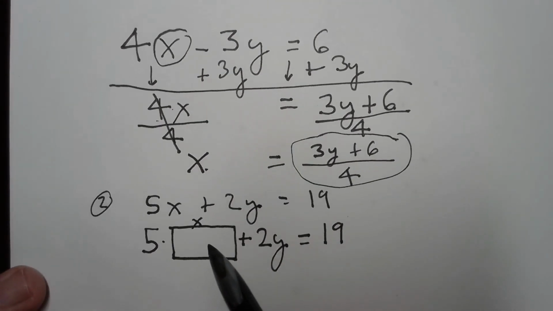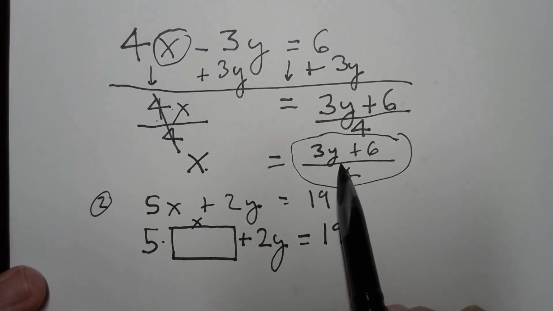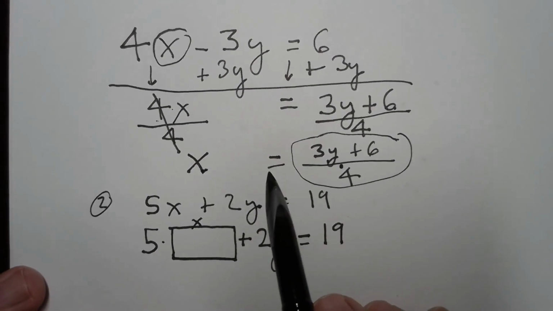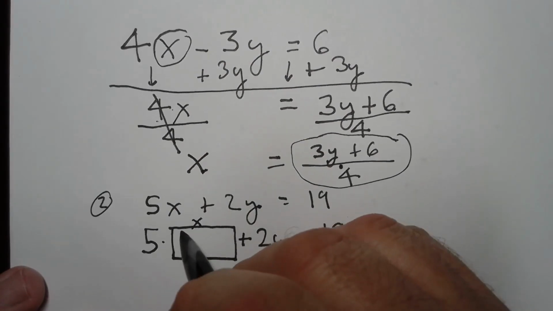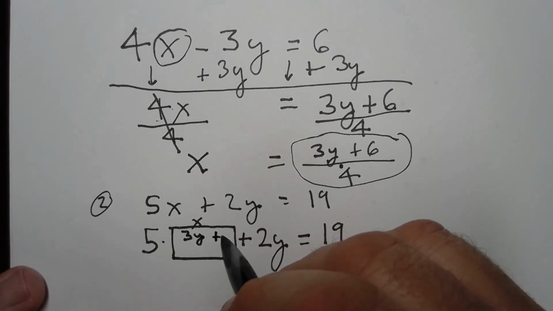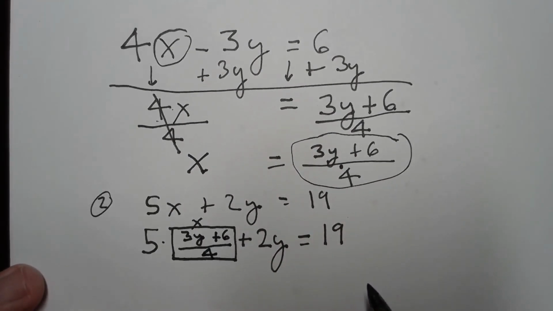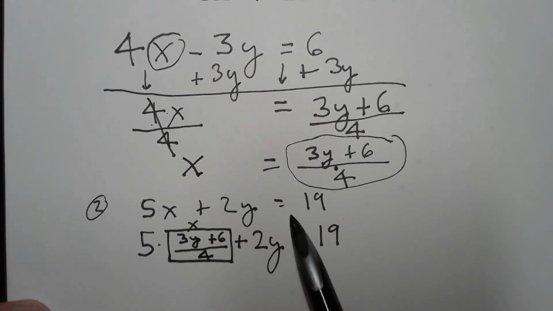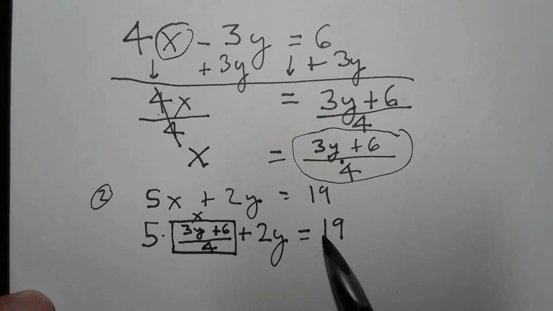What do I want to put in the x box? Well, I want to put what this x is equal to, right? This and this are equal. We know that because that's what we worked out. So I can now plug that in over here. 3y plus 6 all over 4. So it looks messy, but I've plugged in the x into the x box, and lo and behold, there are no more x's here. The x's are all gone.